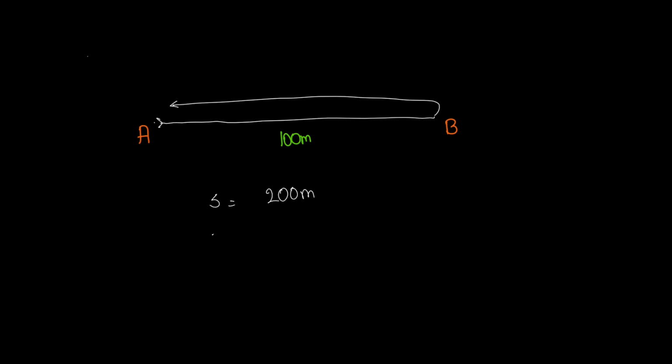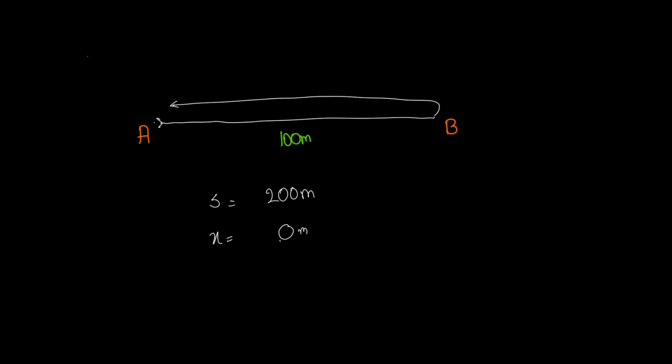Now, for displacement, we have to see the shortest distance between starting and ending point. The starting point is A and the ending point is also A. If our starting point and ending point are both the same point, then the shortest distance is actually 0 meters, because both of the points are exactly at the same point. So our displacement for this scenario is 0 meters.